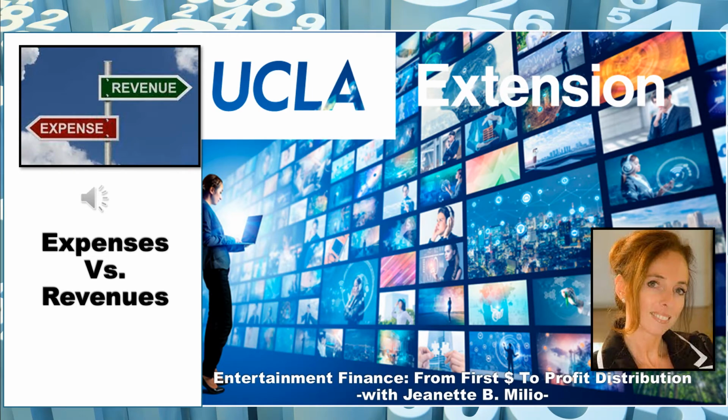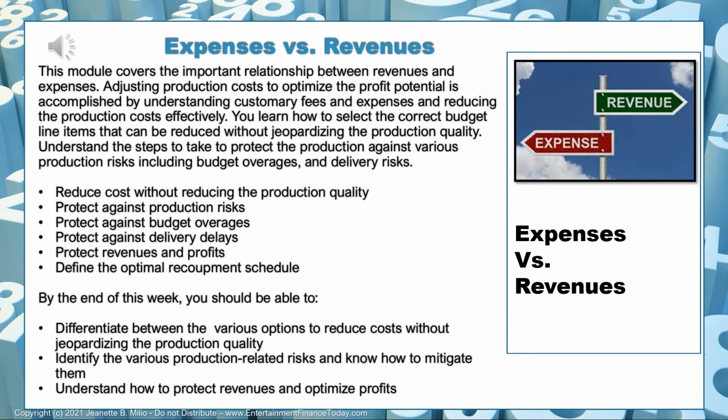Let's summarize expenses versus revenues. In this module, we covered the important relationship between the revenues and expenses. Adjusting production costs to optimize the profit potential is accomplished by understanding customary fees and expenses and reducing the production costs effectively. You learn how to select the correct budget line items that can be reduced without jeopardizing the production quality. You understand the steps to take to protect the production against various production risks, including budget overages and delivery risks.